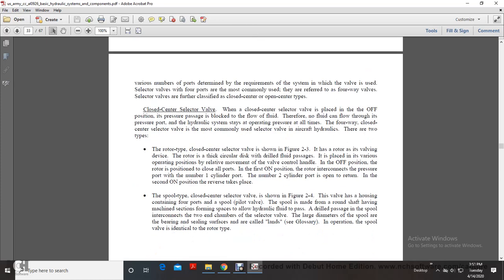There are two types, the rotor type. Closed center selector valve, shown in figure 2.3, is a rotor valve with a thick circular disc drilled with fluid passages, placed in the various operating positions by relative movement of the valve control handle.